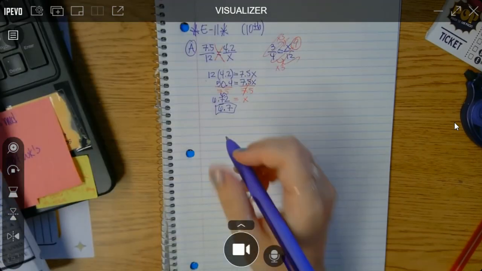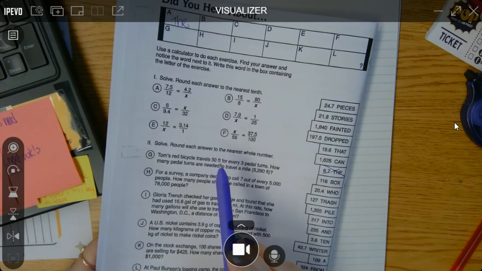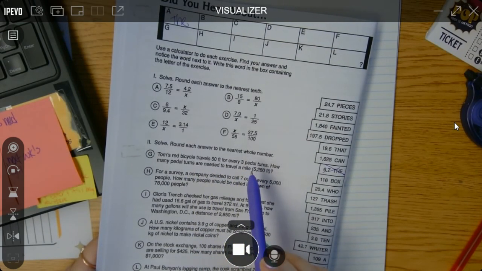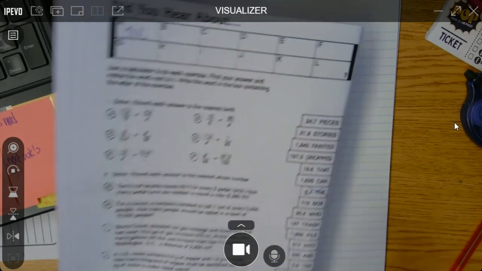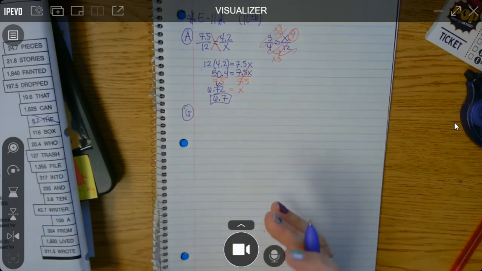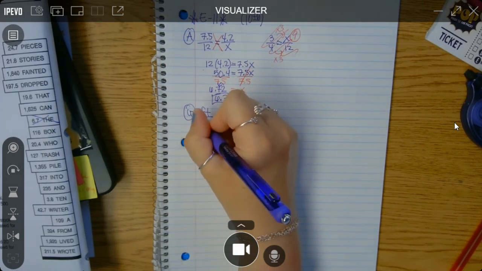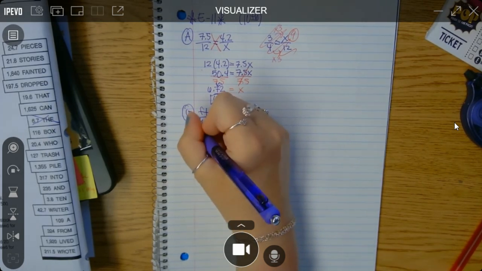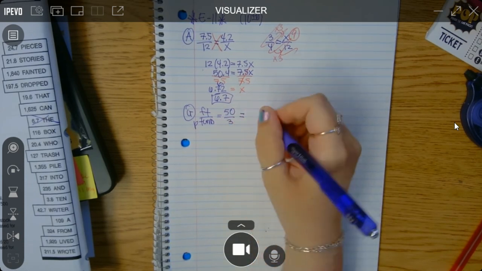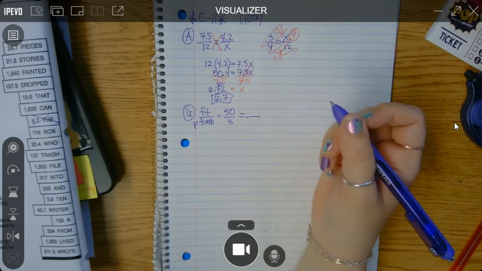Okay, the next one I'll help you with is this first one right here, G, that says Tom's red bicycle travels 50 feet for every 3 pedal turns. How many pedal turns are needed to travel a mile, which is 5,280 feet? Okay, so first off, what's helpful for a word problem is to put what you are talking about in front. So it says feet for every pedal turns, right? So 50 feet for every 3 turns. And then they want to know how many pedal turns for a mile or 5,280 feet.